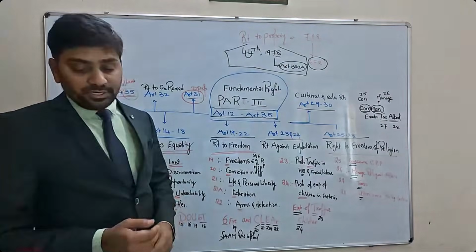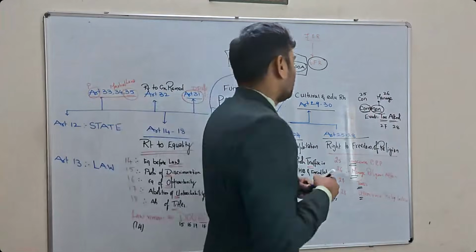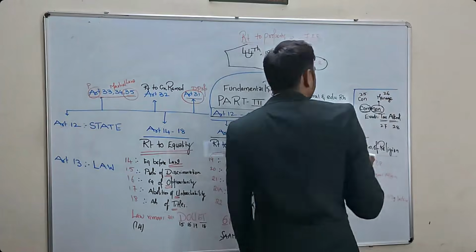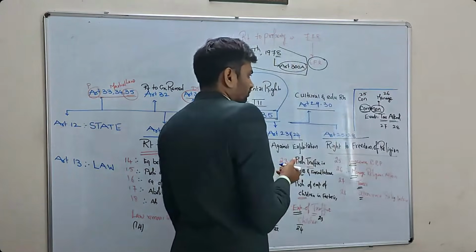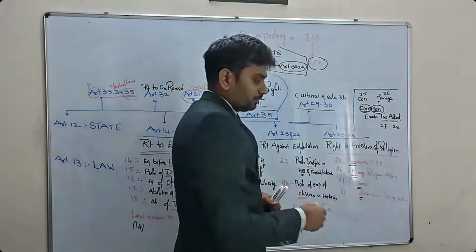Next, 29 and 30 speak about the so-called cultural and educational rights. So, what is 29? 29 speaks about protection of interests of minorities.